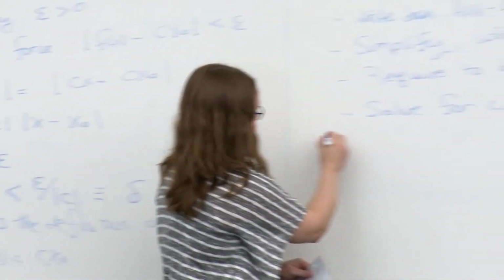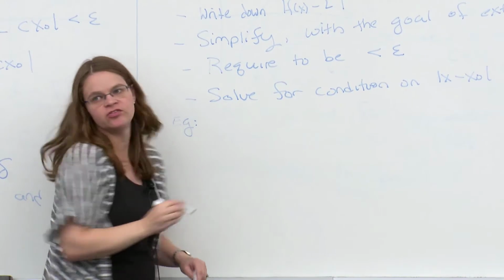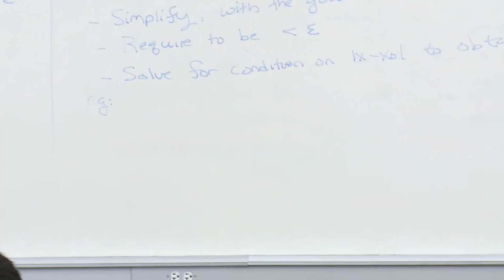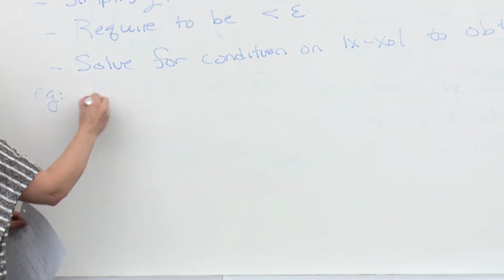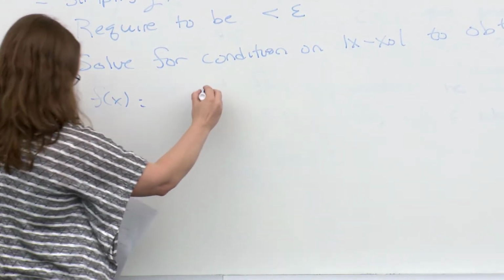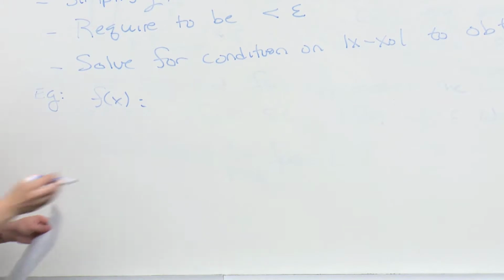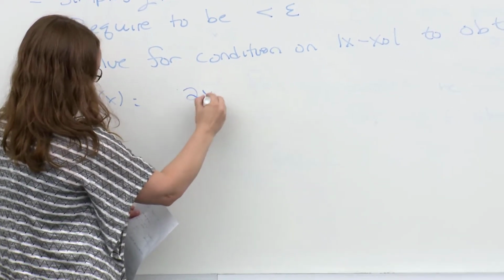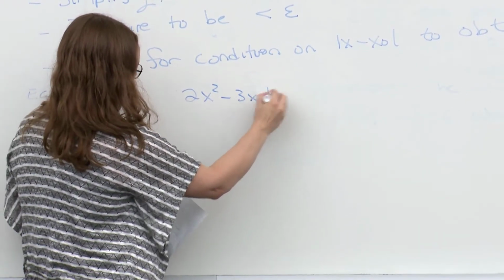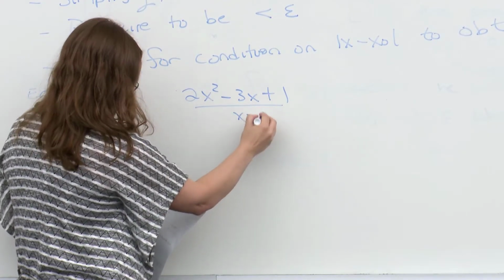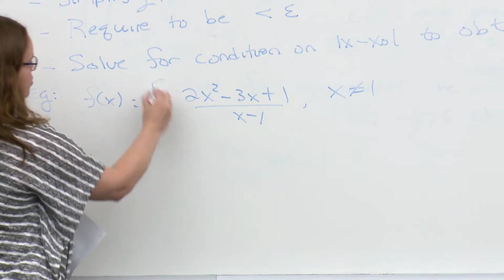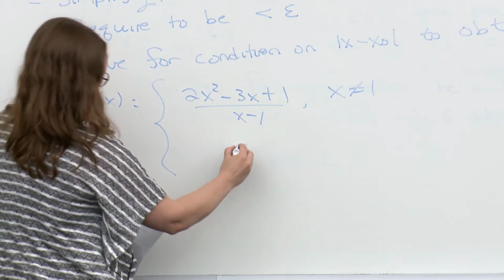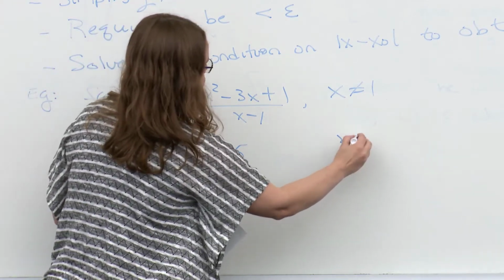All right, so let's do some more examples. Try to build these up to be gradually more complicated. My next example is going to be a piecemeal definition of this function: 2x squared minus 3x plus 1 over x minus 1. This is a valid definition as long as x is not 1. And I'm going to let f be equal to 5 if x is equal to 1.